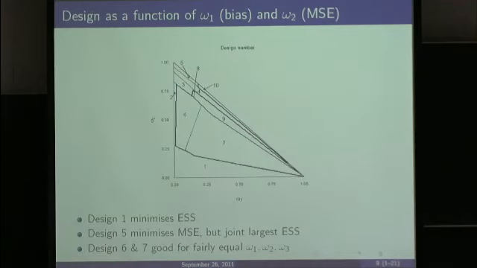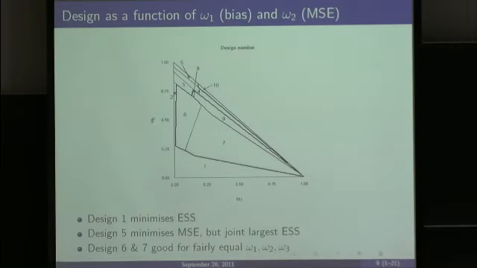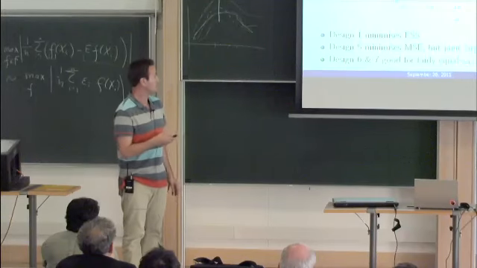This is a plot of all of those 10 designs. On the x-axis, I've got the weight that you attribute to bias, omega 1, and on the y-axis, I've got the weight you'd attribute to mean squared error. So you can see design 1, because it occurs when both of those values are 0, is just the design that minimizes the expected sample size. So that's just the standard design. But design 5 up here is a design which minimizes the mean squared error of the best estimator that you could use. Designs 6, 7 and 9 are fairly good if you want to attribute fairly equal weights to expected sample size, bias, and mean squared error.